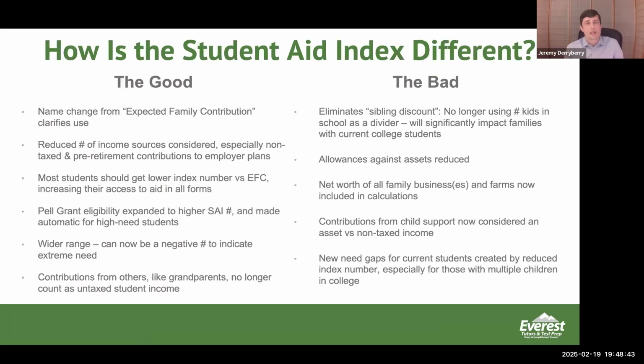A lot of changes happened when they did the new FAFSA. Some of them are good, some of them were bad. The student aid index used to be called the expected family contribution, and that was very confusing, because people took it as a financial number, a hard number, when in fact it was just a range for student aid to be able to understand how much you might be able to contribute.